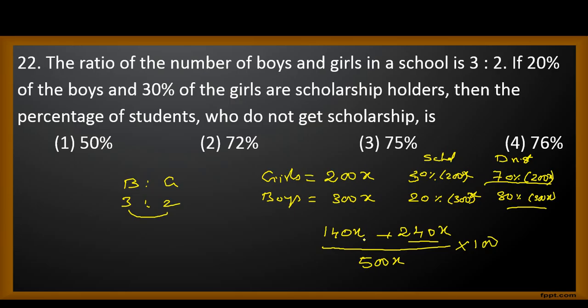These are the people who do not get scholarship, because it's asking the percent of students who do not get scholarship. So this is nothing but 380x divided by 500x into 100. 0 and 0 will get cancelled. x and x will get cancelled. 5 ones 5, 76. The answer is 76%.